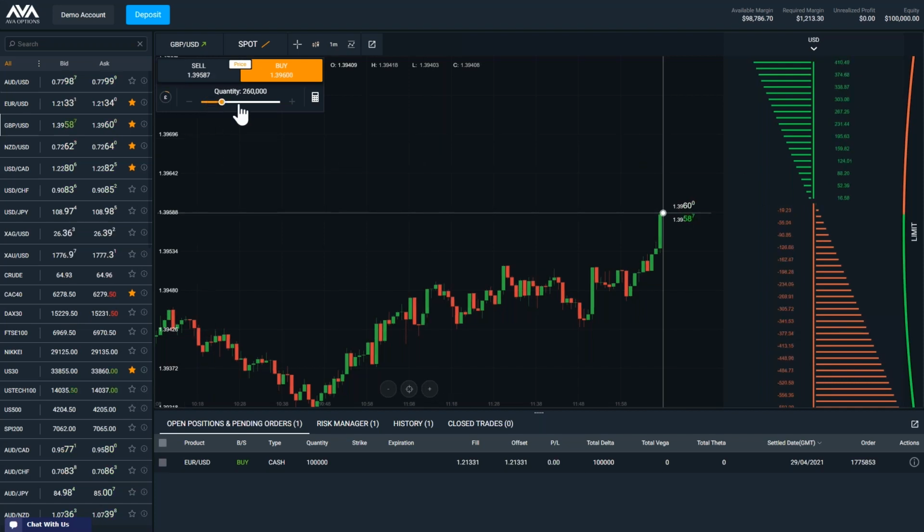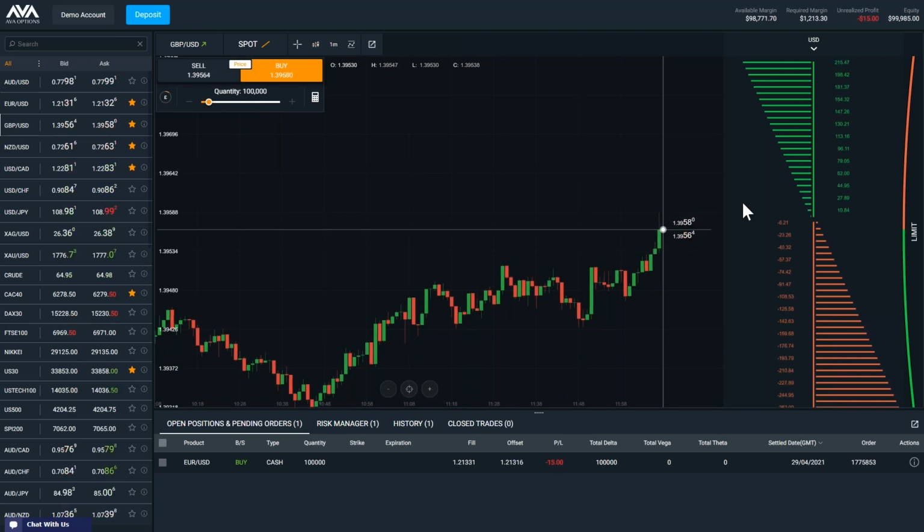If I increase the size of my trade, then of course I'm going to see an increase in the profit and loss of the trade as a larger trade. Let's put it back to 100,000. If the market goes up from 139.60 to around 139.70, that's 10 pips on 100,000. You're going to make $100, which you see right here.